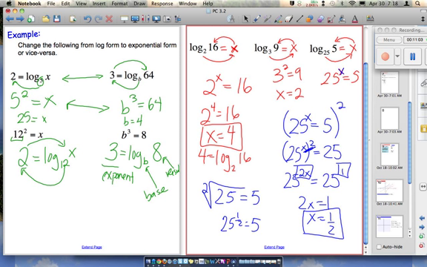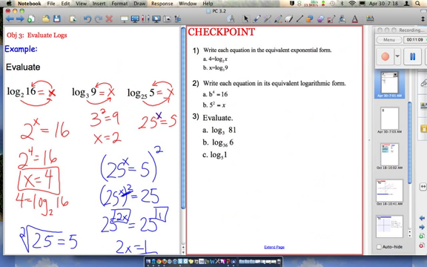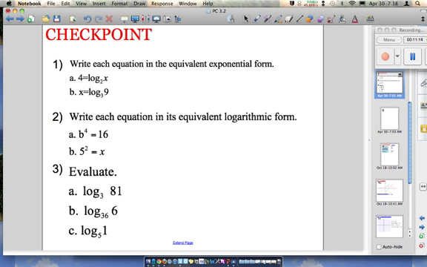We'll talk about how to use your calculator in class once it becomes valuable. But for now, I want you to give these next checkpoints a try. See if you can write the following equations in exponential form, the equations in logarithmic form, and evaluate the different values here. So do your best, bring your questions into class, and we'll go over more of the difficult ones like you saw in that last example.